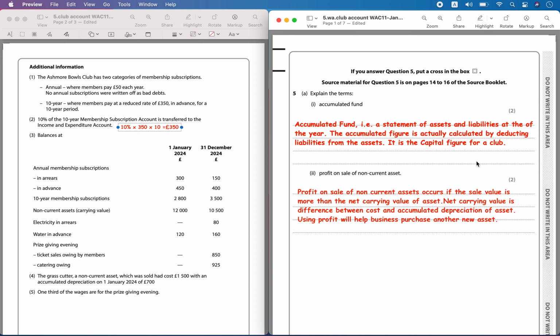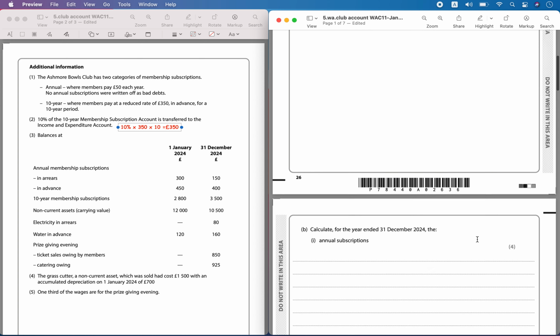Then we have the profit on sale of non-current assets. So profit on the sale of a non-current asset will occur if the sale value is more than the net carrying value of the asset, and the net carrying value is the difference between cost and its accumulated depreciation. So if you are getting a value more than the cost minus depreciation, then you will get a profit. So using the profit, you can purchase another new asset.